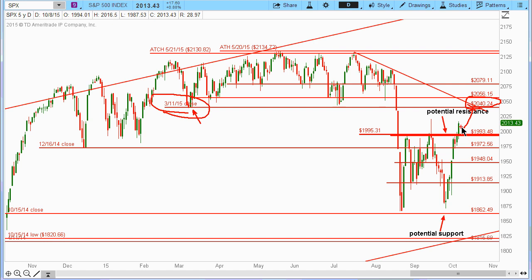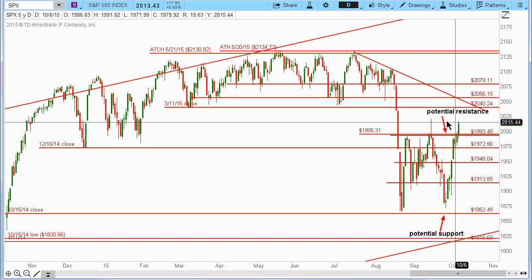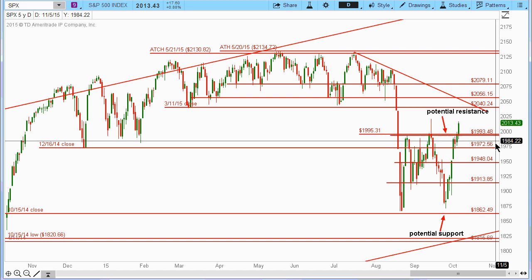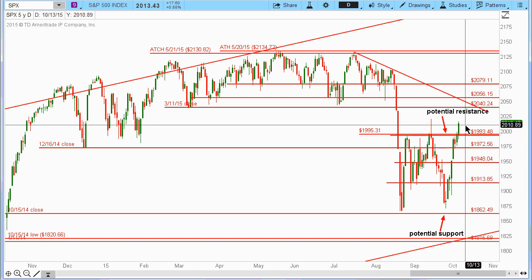Or would it take a little breather and pull back and retest this December close here at 1972 before it makes another push up? Or maybe that's it, and it's just going to come up and tag this level here, right? Then it will retrace back down. So those are some of the possibilities, because right now we can't tell what it's going to do. The market has its own way of doing what it's going to do, not what we want it to do. So we just keep an eye on that.